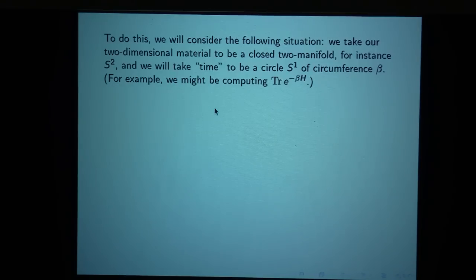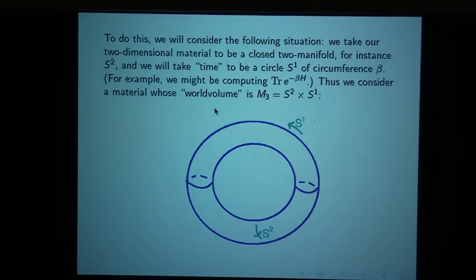Since it's a little unphysical for time to be a circle, I might want to say that the argument would be longer, but we could take time to be an interval with initial and final quantum states, and we'd reach the same answer, but the explanation would be longer. So we can get a much shorter path to the answer if we consider computing a trace, which means that time is a circle. So the whole picture looks a little bit like this, although it's hard to draw.